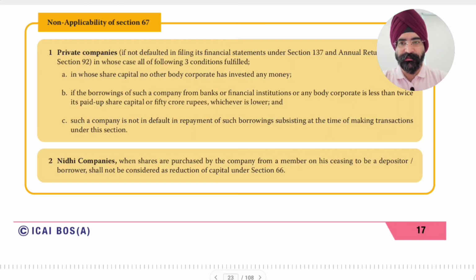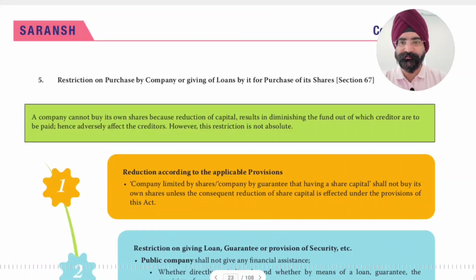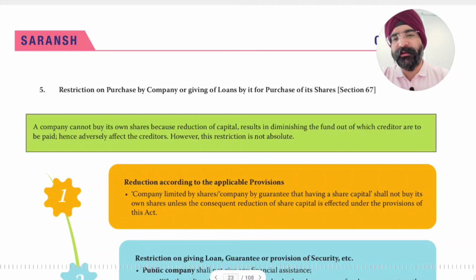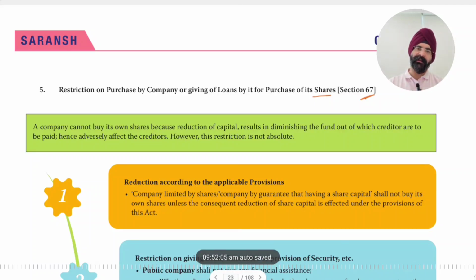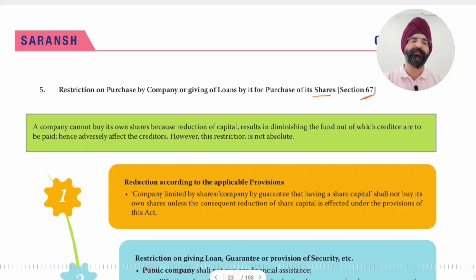Okay, now the next topic is restriction on purchase by a company, or giving of loan by it, for purchase of its own shares. Section 67. So a company cannot purchase its own shares. A company cannot give a loan to someone to purchase its shares. So a company can neither purchase its own shares directly nor give a loan to purchase its own shares. This is provided in section 67.